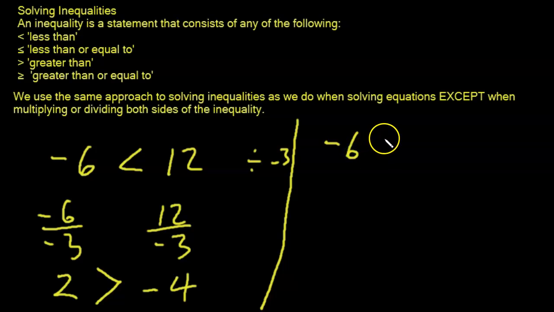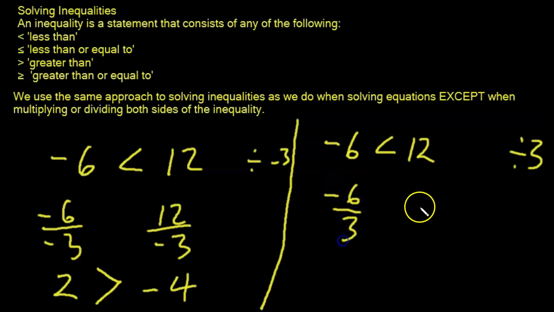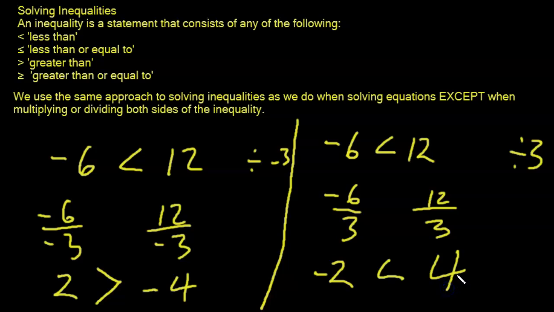Let's say we have the same statement. Negative 6 is less than 12. And let's say we're dividing both sides by positive 3 this time. Divide the 12 also by positive 3. What's negative 6 divided by positive 3? Yes, you're dividing, so signs are different, so the result is negative. And 12 divided by 3, that's what, 4? So is negative 2 less than 4?